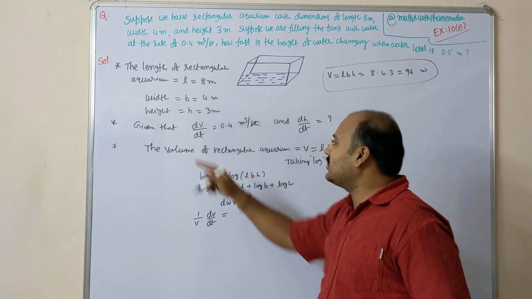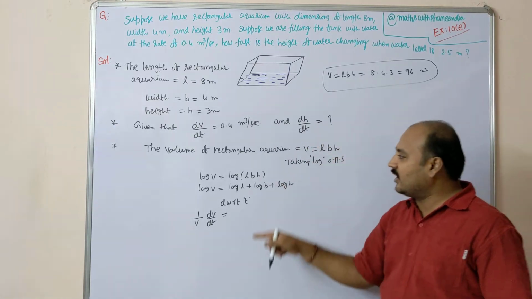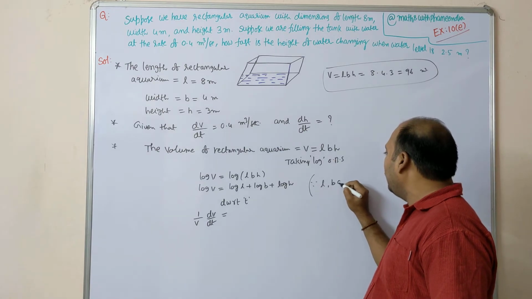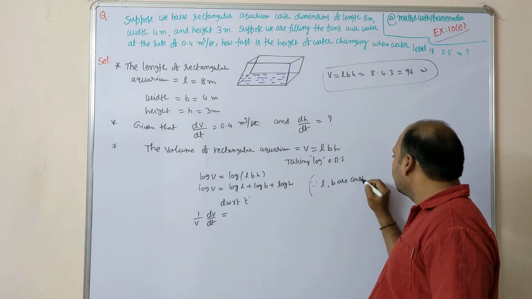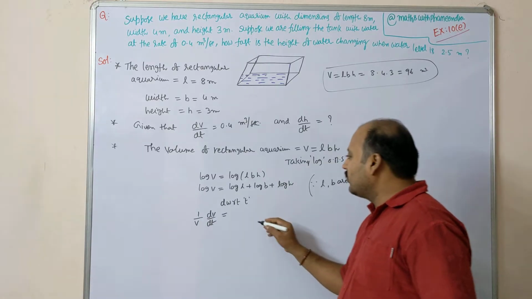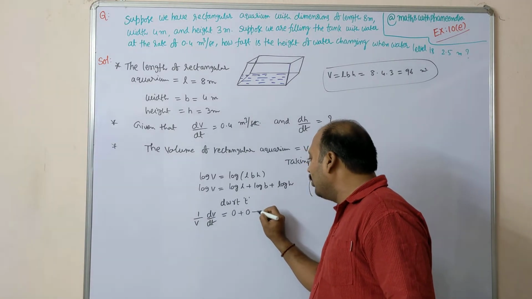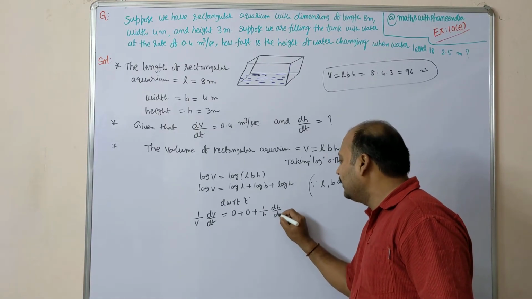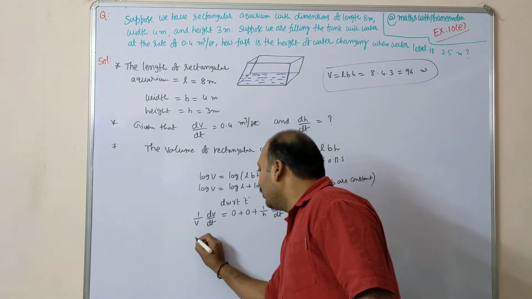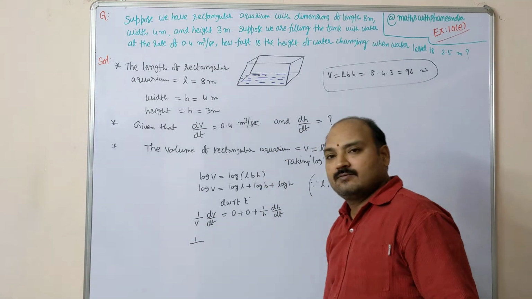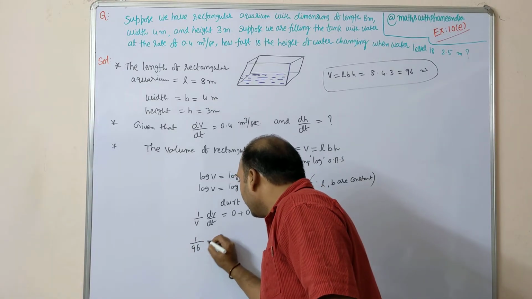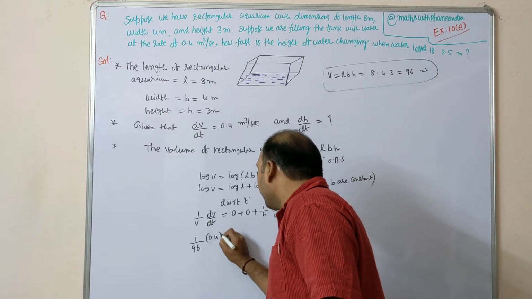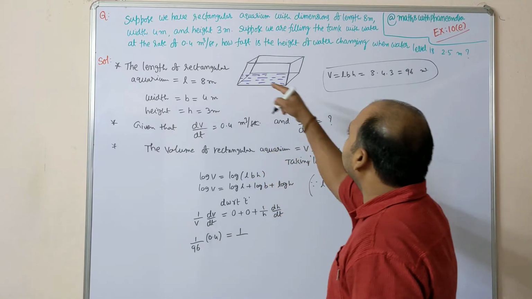Log L, L is length, constant. We are discussing only H now, so that is the reason L and B we are treating as constants. We are not changing anything here. Whenever there are constants, their derivative goes to be 0. Log H derivative is 1 by H, again dH by dt. So 1 by V, V value we got now 96, into dV by dt value 0.4 is equal to 1 by H into dH by dt. What is H?